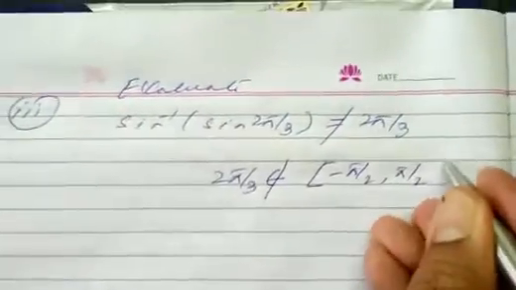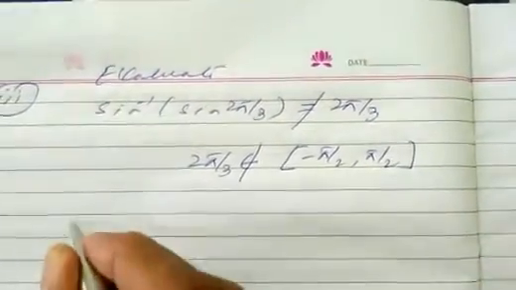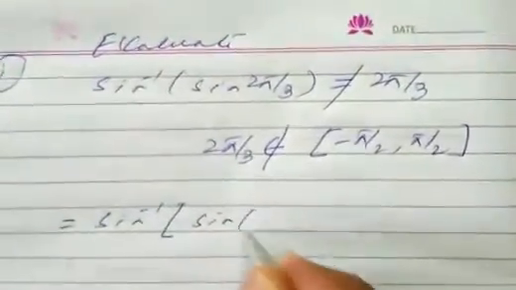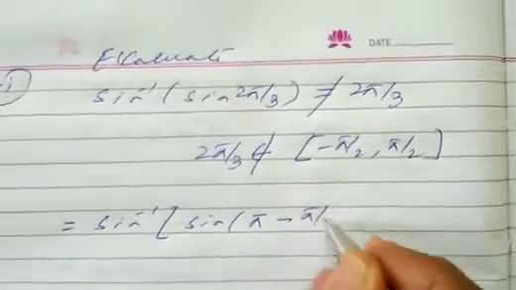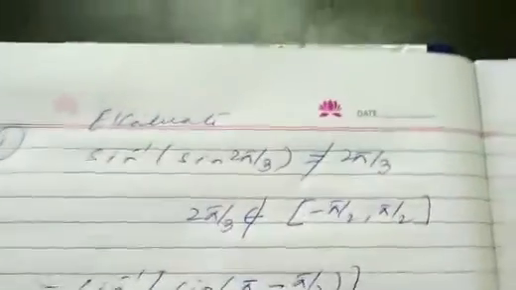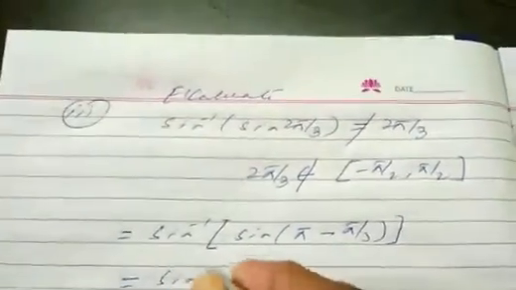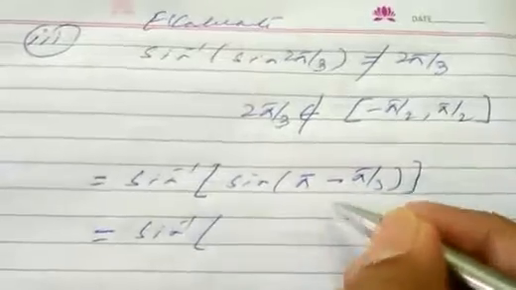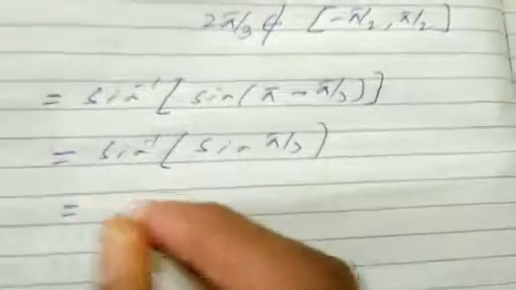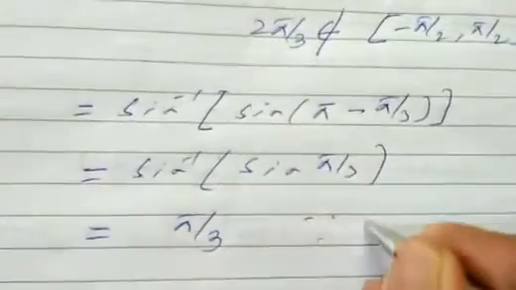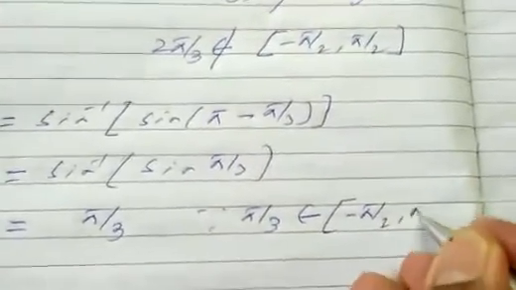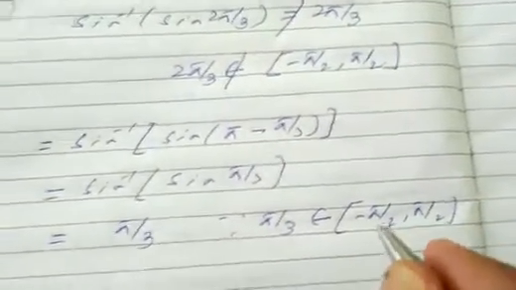As the sine inverse is having range from where to where? Minus pi by 2 to pi by 2. What will we do? We will write sine inverse of sine of pi minus pi by 3, because in the second quadrant sine is positive. So 2 pi by 3 can be written as pi minus pi by 3, and it gives sine pi by 3. Further, sine inverse of sine will go out, and this is pi by 3. Since pi by 3 belongs to minus pi by 2 to pi by 2, the answer will be pi by 3.